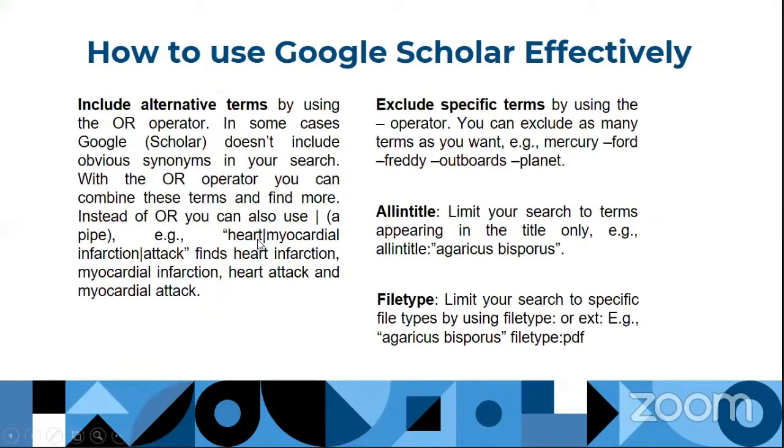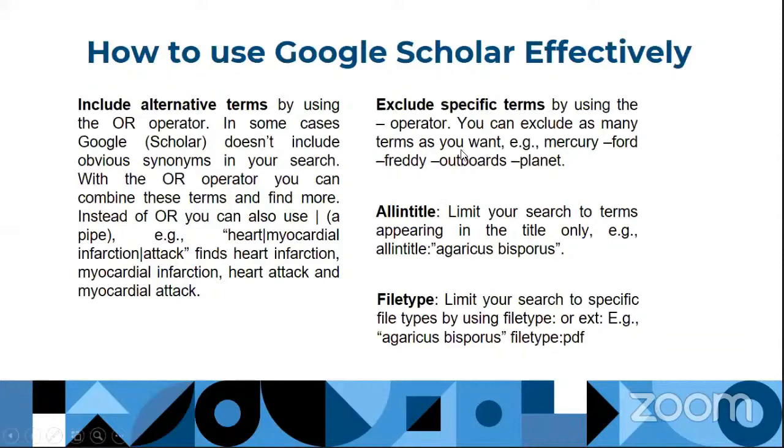Now there is another example. For example, heart, myocardial infarction, attack. These are the different terms. When you search, it is going to list out all of these: heart infarction, myocardial infarction, heart attack, myocardial attack. So everything will come as an extra result.